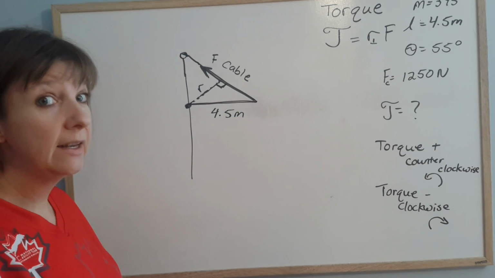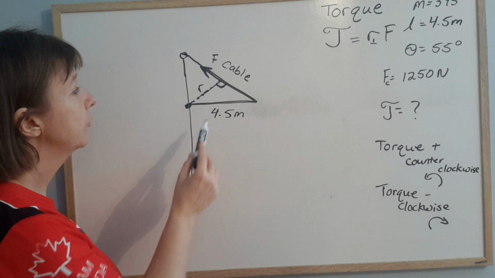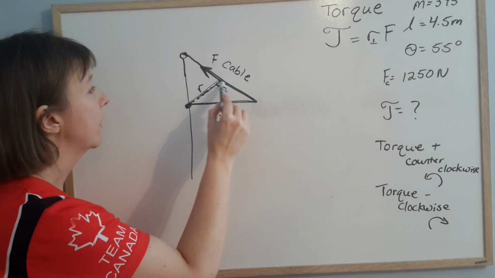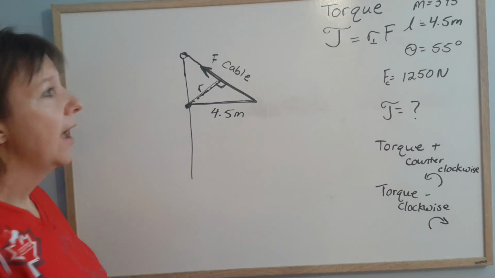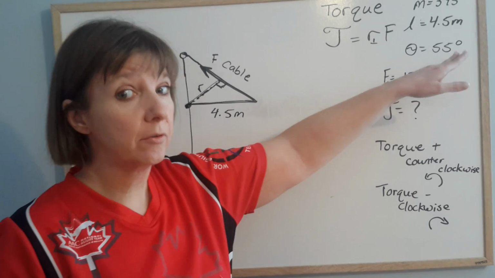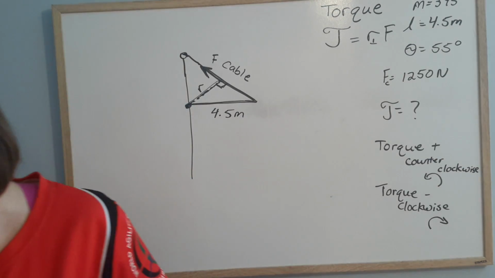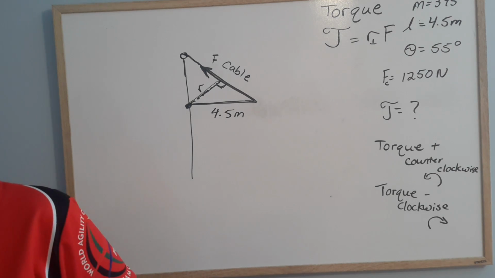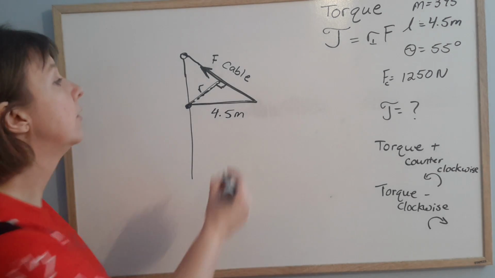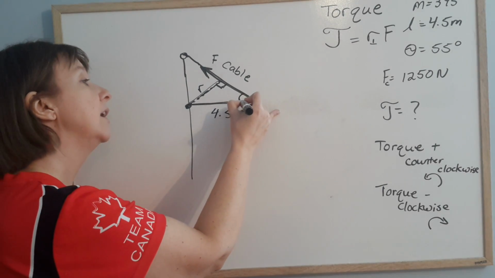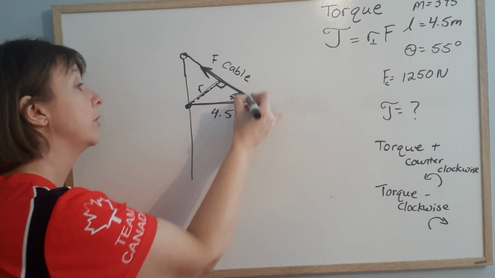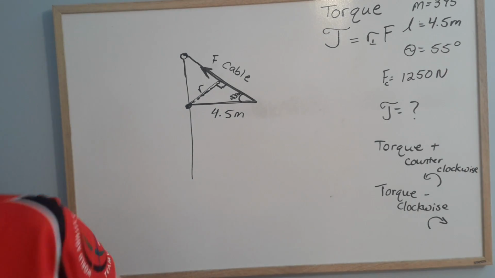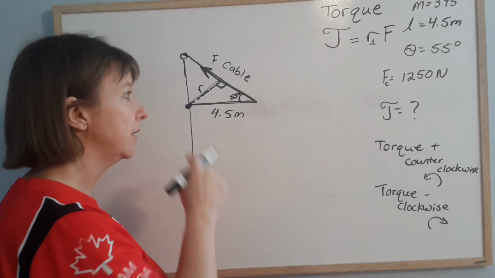So what I have created is a right angle triangle here. And we know an angle, 55 degrees. So how did they describe that 55 degrees? They said that the cable makes an angle of 55 degrees with the crane arm. So that is the angle right here.